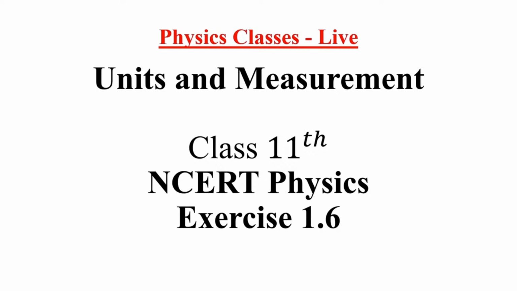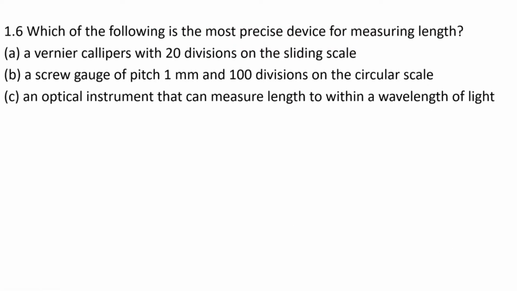So moving forward, the question says: which of the following is the most precise device for measuring length? A vernier caliper with 20 divisions on the sliding scale, a screw gauge of pitch 1 mm and 100 divisions on the circular scale, and an optical instrument that can measure length to within a wavelength of light. The most precise device for measuring length would be the one having the least count. So let us calculate the least count of all these devices.